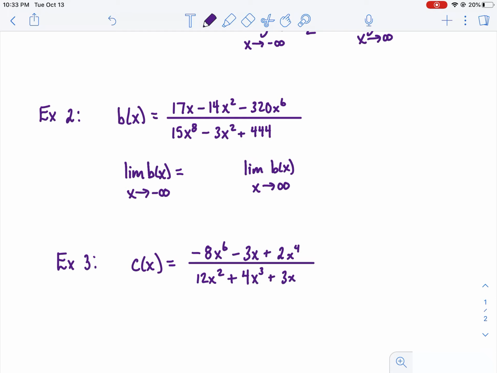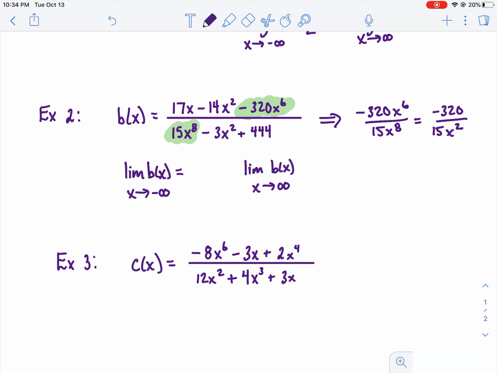Essentially all that is saying is, again, look at the numerator. That's a polynomial up there, and negative 320x to the sixth is the highest degree. Then down here in the bottom, the highest degree is the 15x to the eighth. So when I take a look at those, I'd have negative 320x to the sixth over 15x to the eighth. Now the numbers would simplify, but I really don't care about that because I just want to look at what happens with the x's.